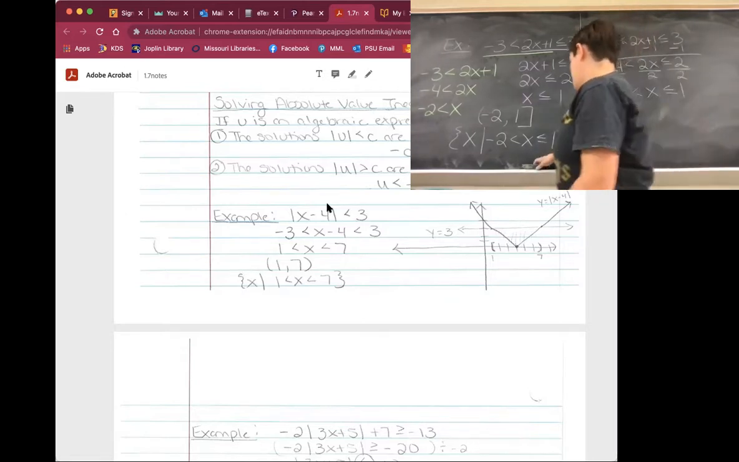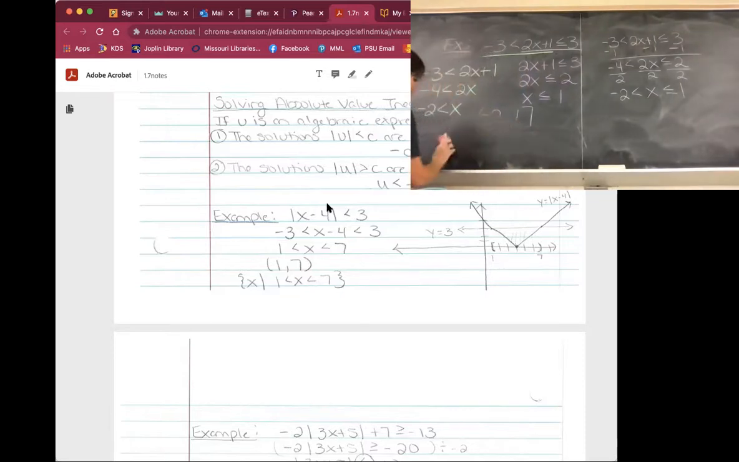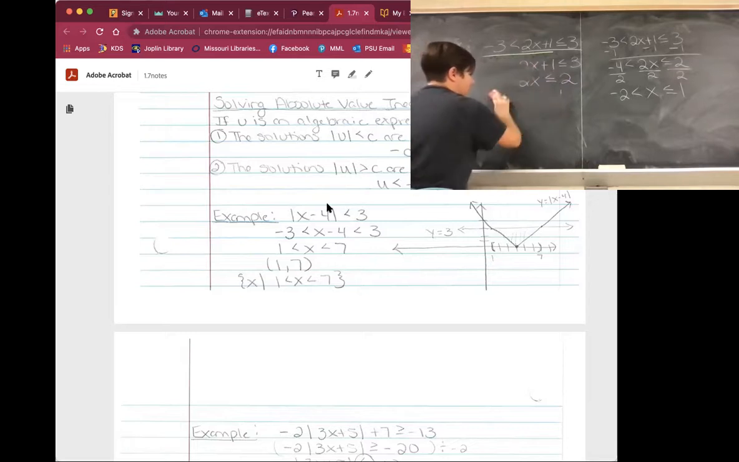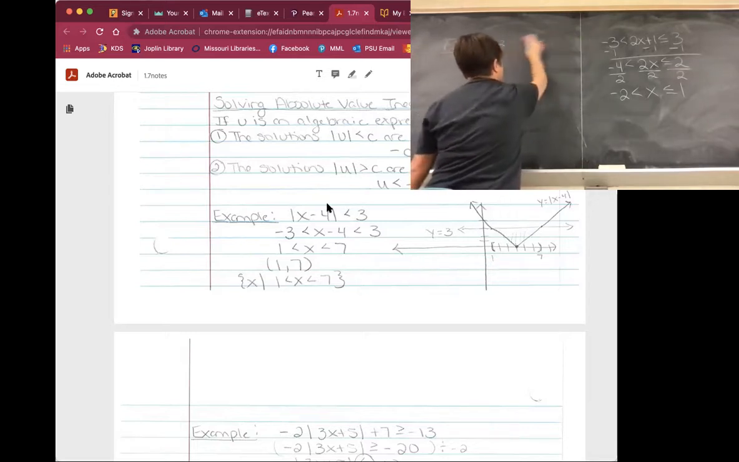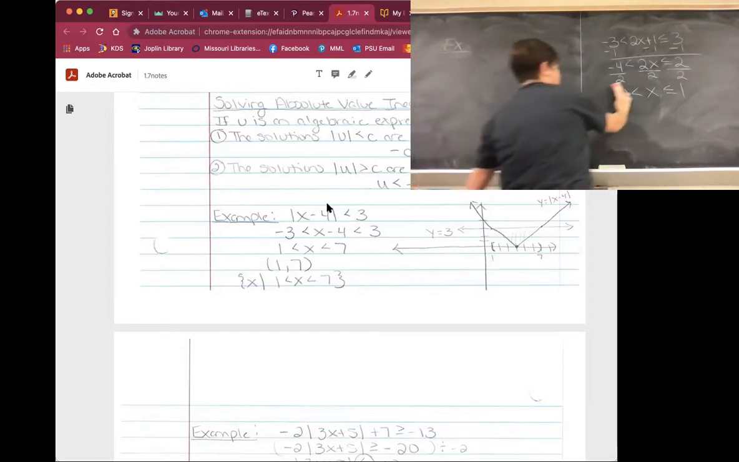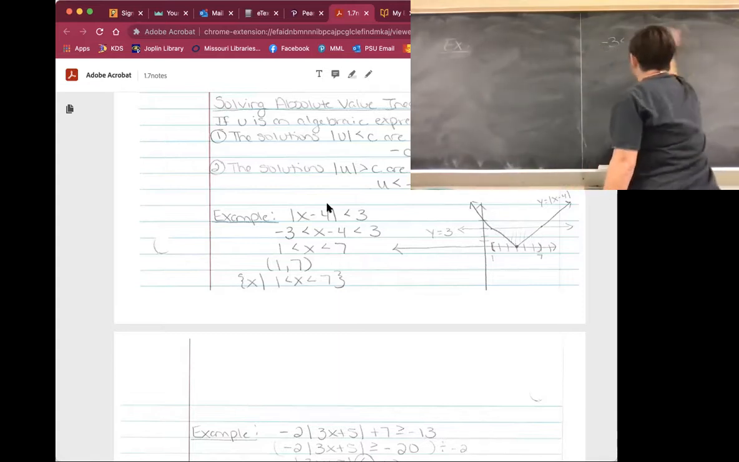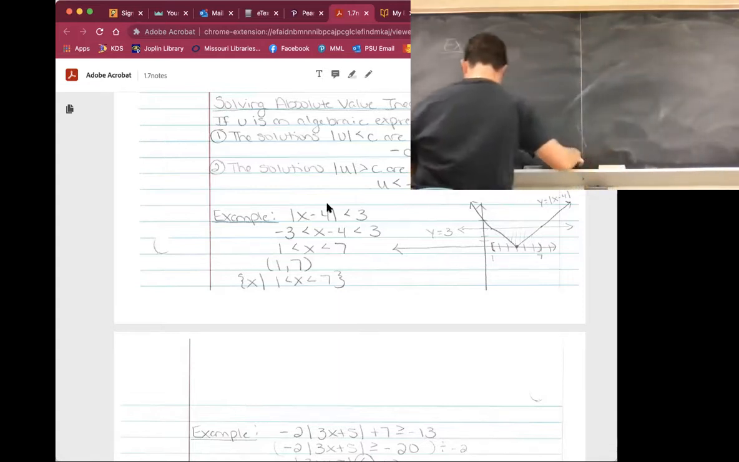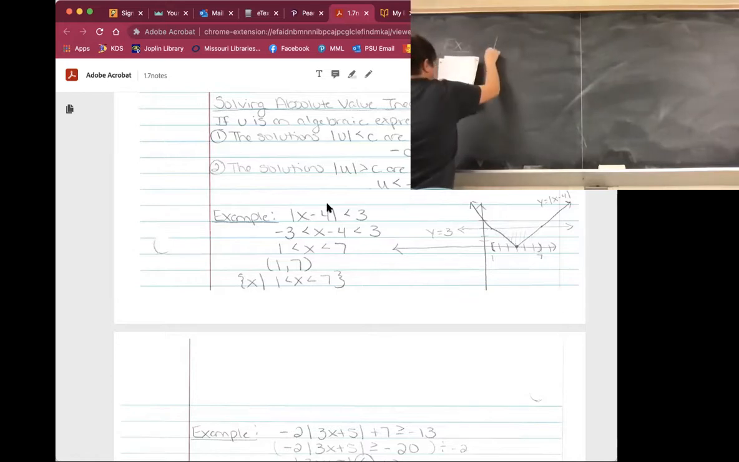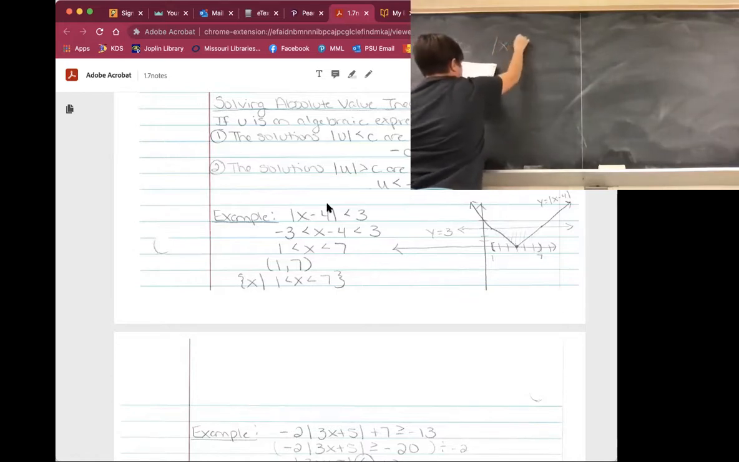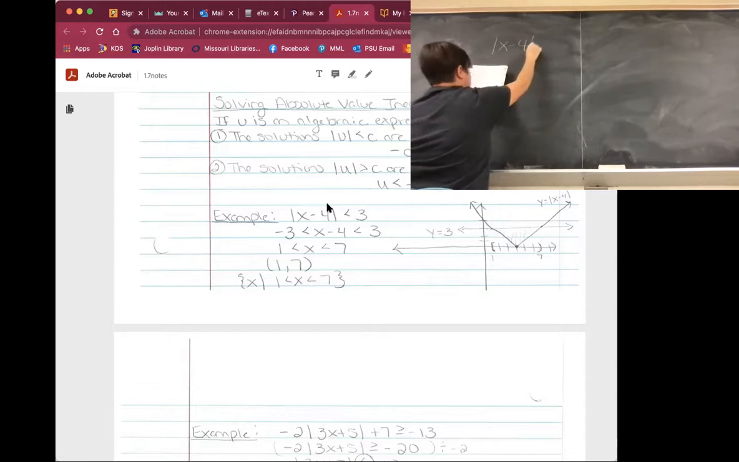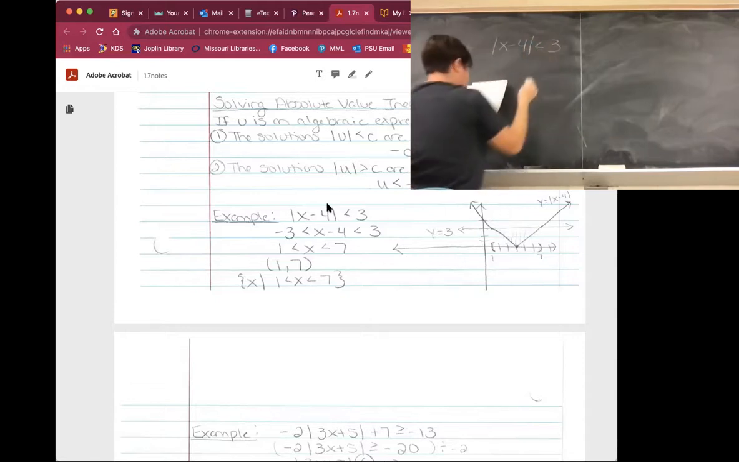I know that that's a lot of math speak. You want to probably write it down. It's good notes to have, but I think seeing some examples makes that make a lot more sense. So we have the absolute value of x minus 4 is less than 3.